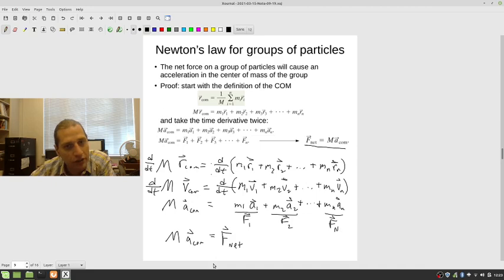Okay, so now we understand what we mean by this and the point of it. We have now a point that responds to the net force, where that net force is now the sum of all the forces on each particle in our system, and we have a point that accelerates, and it depends on how much total mass we have in our system. Okay, so that's why we define the center of mass the way we did.